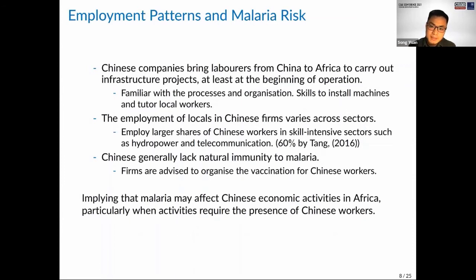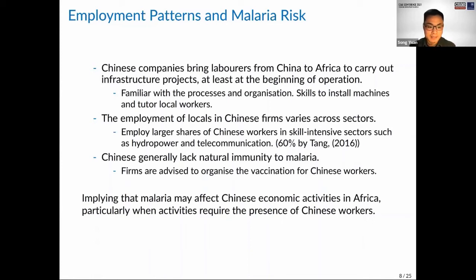One important pattern of Chinese activity there is that the realization of Chinese projects heavily depends on the presence of Chinese workers. Why? Because Chinese companies prefer to bring workers from China to Africa to carry out their projects, because they are more familiar with the process organization and have the skills to install the machines and to mentor the local workers. As a matter of fact, these Chinese firms are more likely to employ a large share of Chinese in skill intensive sectors and more local African workers in labor intensive sectors.